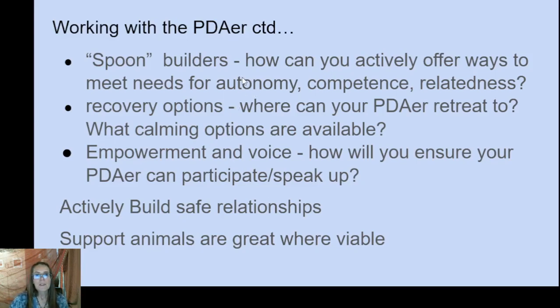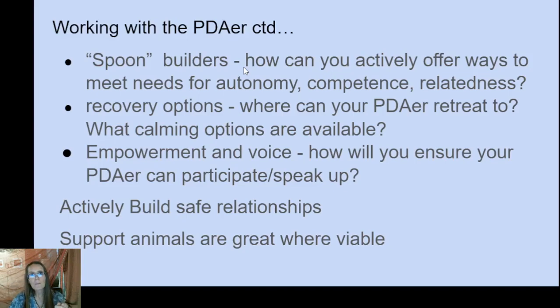Then building spoons. If you don't know what spoons are, that's one of the things you can go find out. It's a really nice analogy. It's basically resources or resilience or coping capacity. Let's look at how we can actively offer ways to meet needs for autonomy, for competence, and for relatedness. Again, this ties in with my work on motivation, which is also something you can go and have a look at. So with all of these things, what you can do is you can go catch up on these other topics and then come back again to review this call now that you've got those pieces in place.